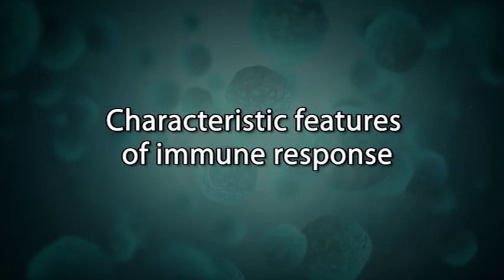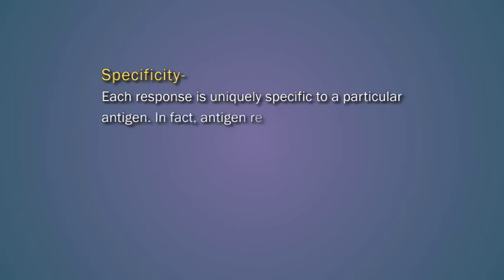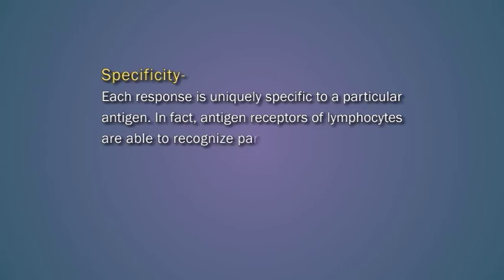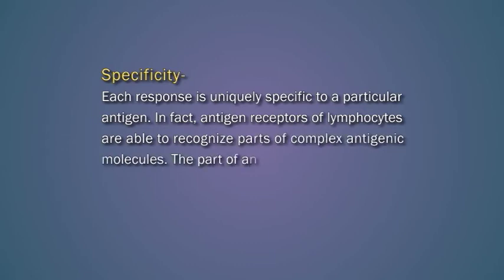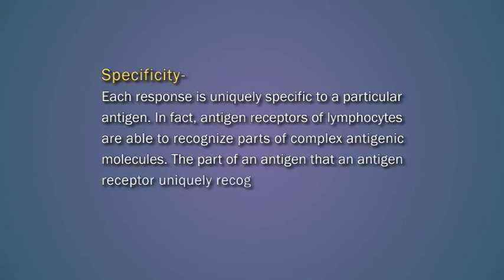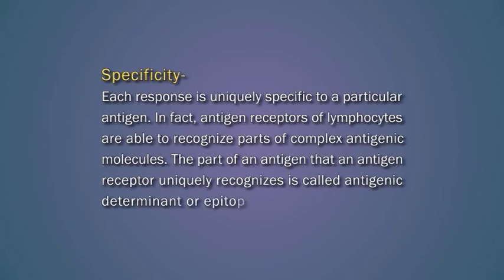The specificities of B and T lymphocytes differ in important respects. Most T cells recognize only protein antigens, whereas B cells and antibodies are able to recognize many different types of molecules, including proteins, carbohydrates, nucleic acids, and lipids. Now, the characteristic features of immune response. First one is specificity. Each response is uniquely specific to a particular antigen. In fact, antigen receptors of lymphocytes are able to recognize parts of complex antigenic molecules. The part of an antigen that an antigen receptor uniquely recognizes is called an antigenic determinant, or epitope.